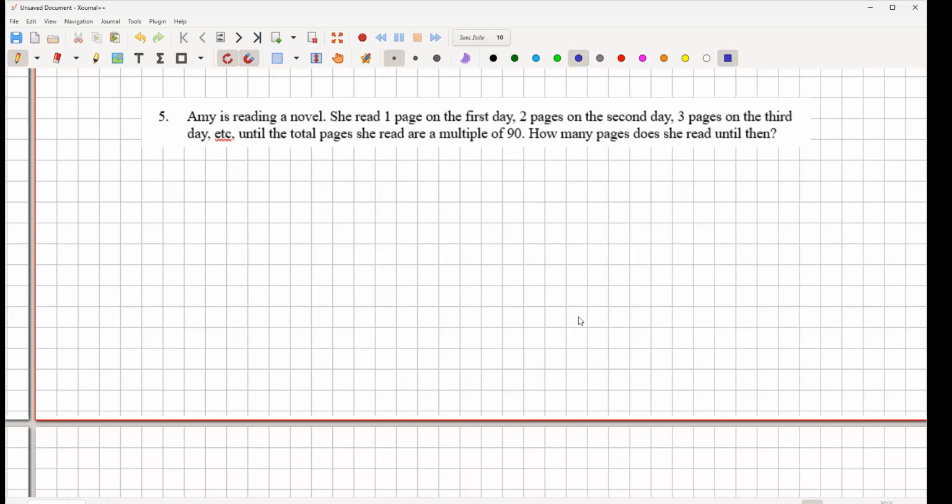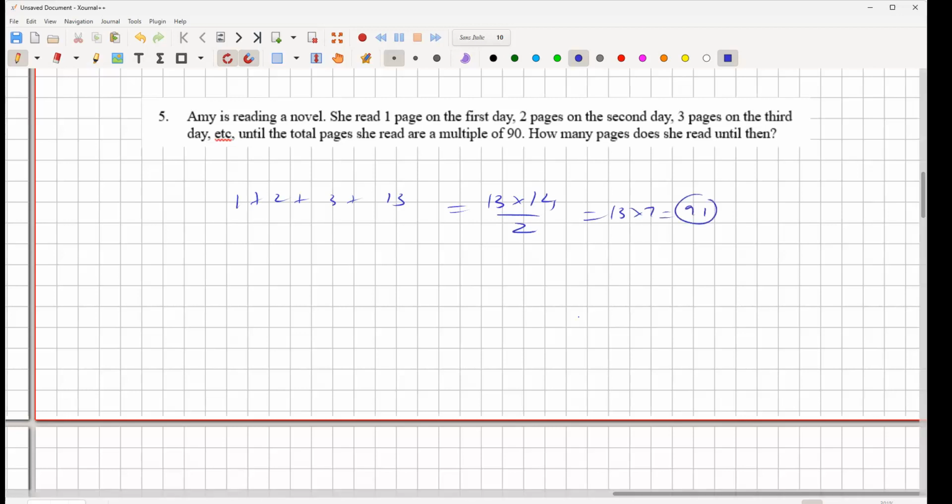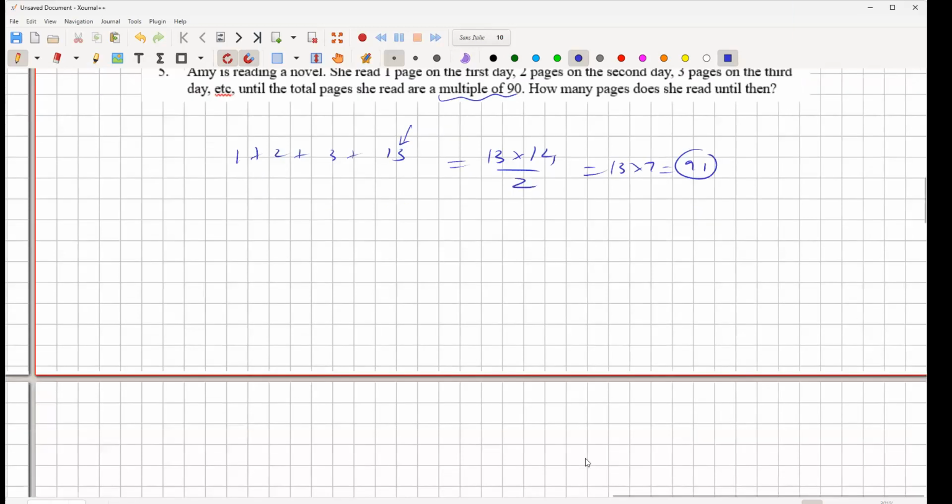So when you do 1 plus 2 plus 3, and so on till 13, that'll become 13 into 14 by 2, which is 13 into 7, which is 91. You could technically say on the 13th day he read 13 pages and therefore he crossed 90, and the total pages is a multiple of 90. But that's not what he meant. So do you understand the confusion?